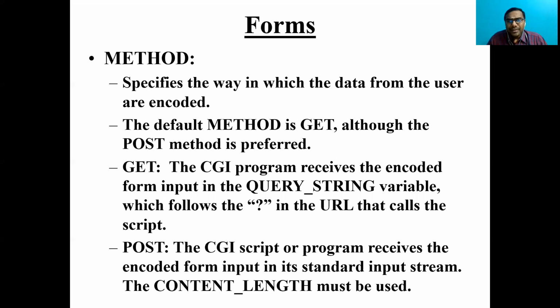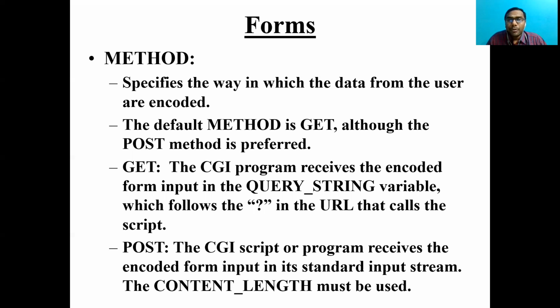With the get method, the interface program receives the encoded form input with the help of the variable query string, which follows the question mark in the URL that calls the script. That means whenever I'm using the get method, the values I am using in the interface will be visible to a third party, because I'm going to transmit the information with the help of a URL.